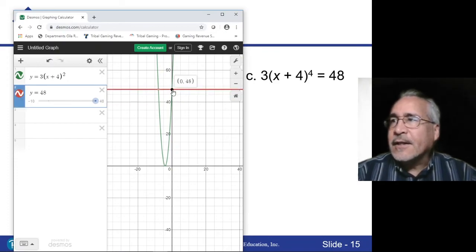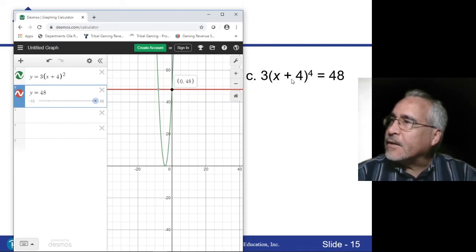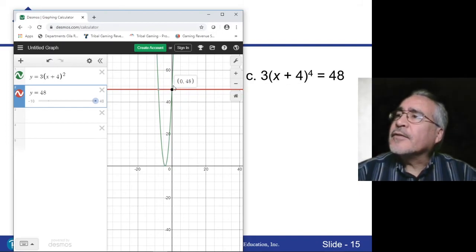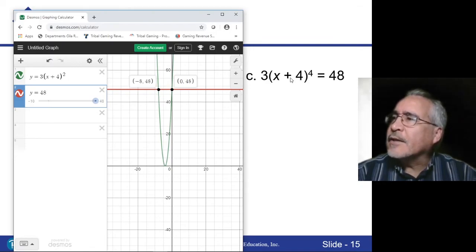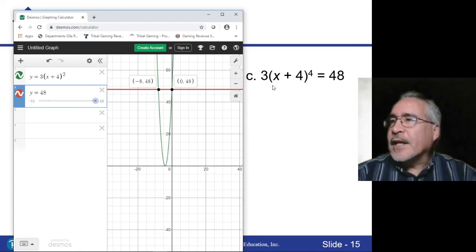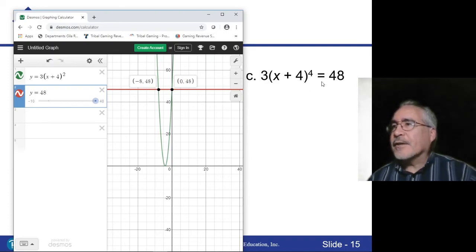We can click on this. One of them is 0, 48. And the other one is -8. See, 0, oh, because yeah, plug in 0, you get 4 to the 4th times 3, which must be 48. Plug in -8. -8 plus 4 is -4. Take it to the 4th power.